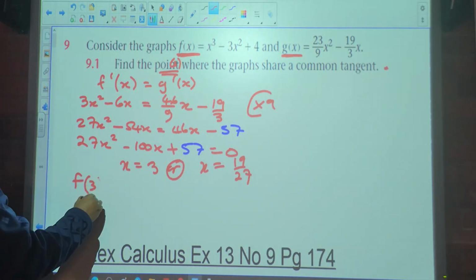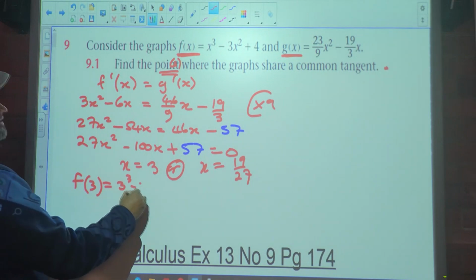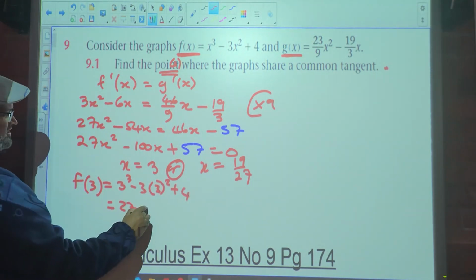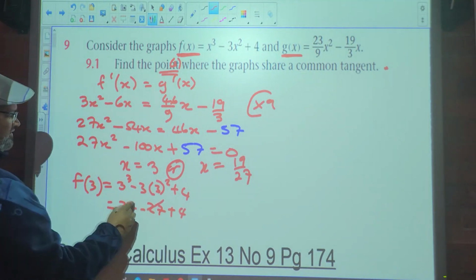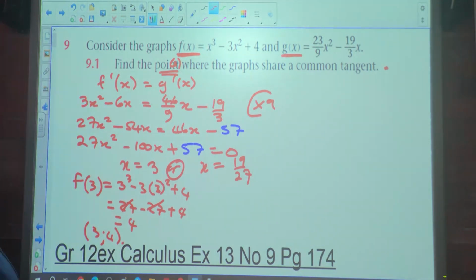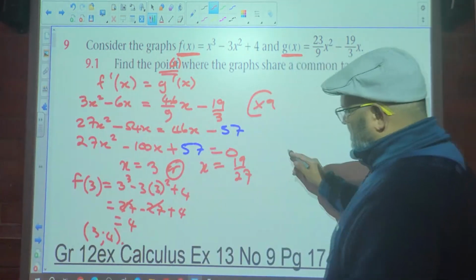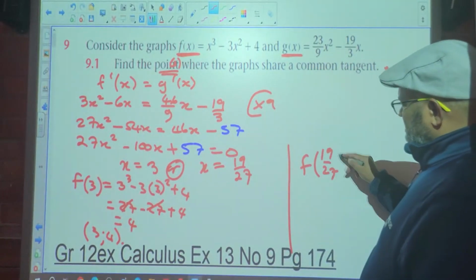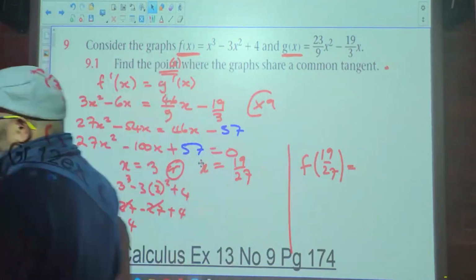So let's see what f of 3 is. It's going to be 3 cubed minus 3 times 3 squared plus 4. So that's going to give you 27 minus 27 plus 4, which is 4. So the point is 3 and 4 only. Is that correct? It's a bit strange. I'll check now as I said. So f of 19 over 27. Can somebody just work that one out for me quickly?